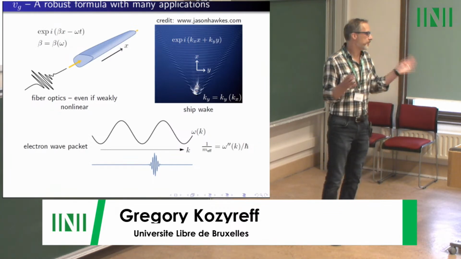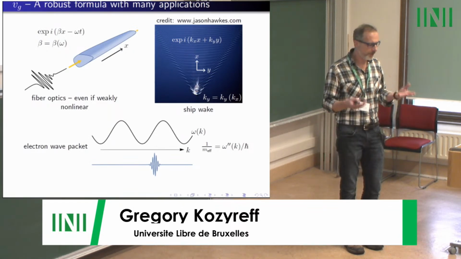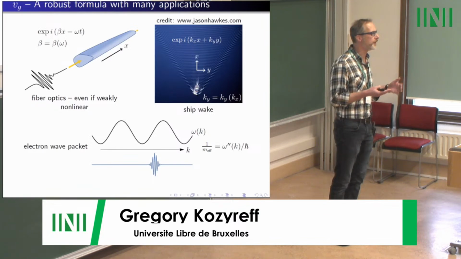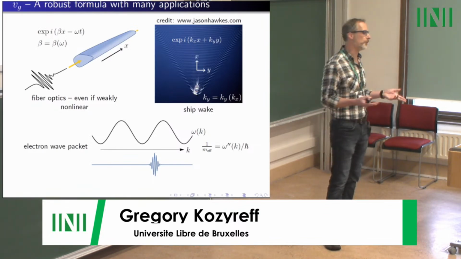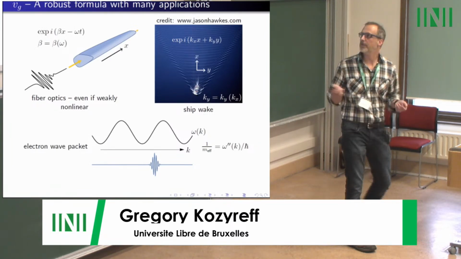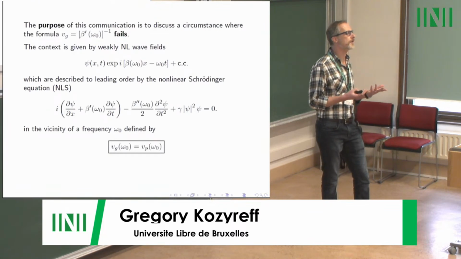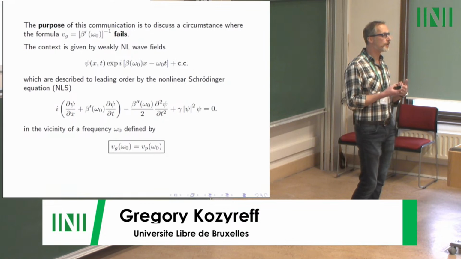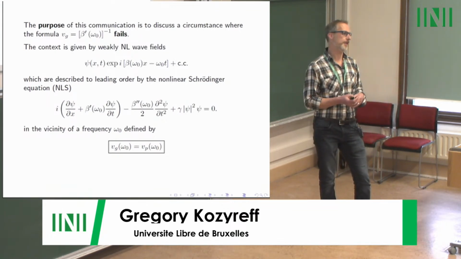Okay, these examples are just 3 out of a myriad of other examples, and from this you can deduce that the formula for the group velocity is very useful, it's universal, it's robust, it's always true. And therefore, I was quite pleased to find out that there are some circumstances where the formula for the group velocity doesn't properly describe the speed of a wave packet.